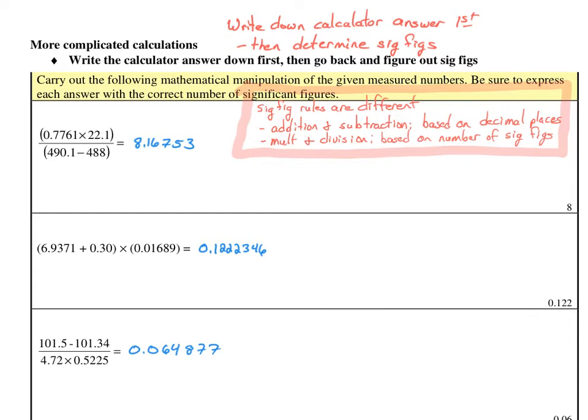subtraction, or multiplication, division. Addition, subtraction are based on decimal places. Multiplication, division are based on the number of sig figs. So in these combination problems, make sure you keep these two categories straight. Addition, subtraction, we focus on decimal places. Multiplication, division, we focus on the number of significant figures.